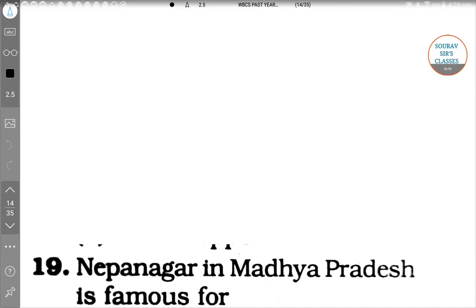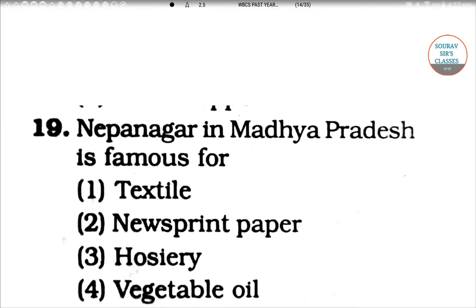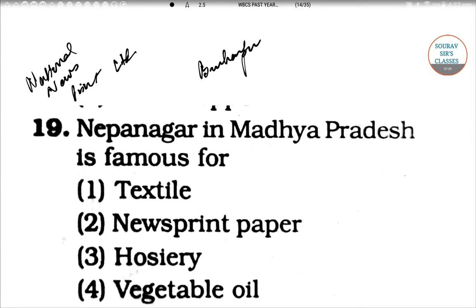Napa in Madhya Pradesh is famous for what? Textile, newsprint paper, hosiery, or vegetable oil. Napa is famous for the newsprint mill, Nepa Mills Limited, earlier known as the National Newsprint Limited. It is an industrial township in Burhanpur district of Madhya Pradesh. So the correct option will be option number 2, that is newsprint. So we can write that option 2 is correct. Let's move to next question.